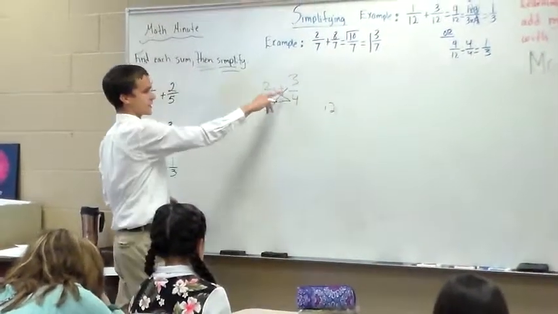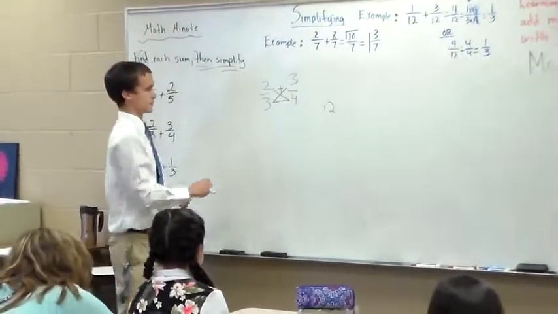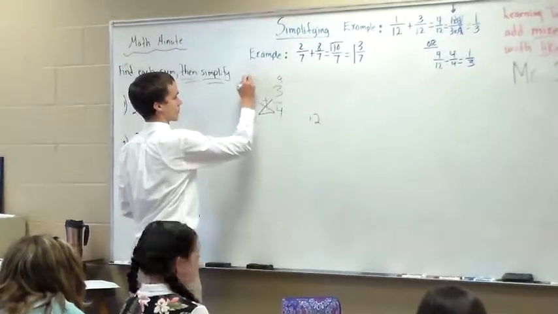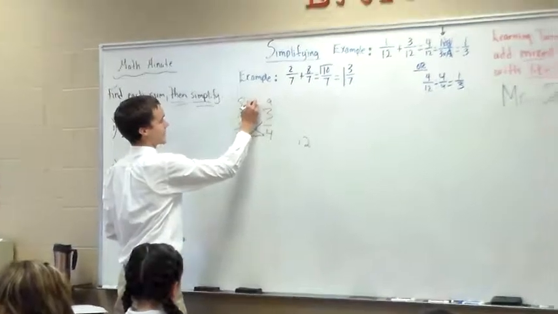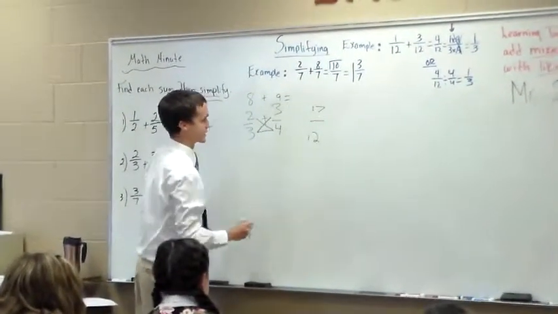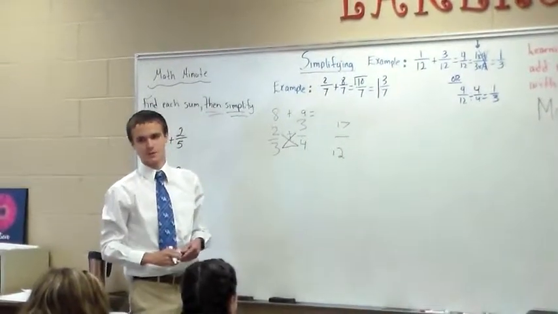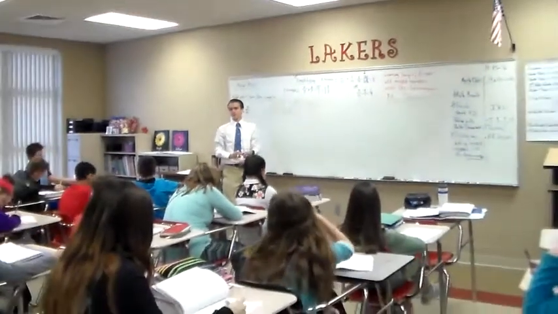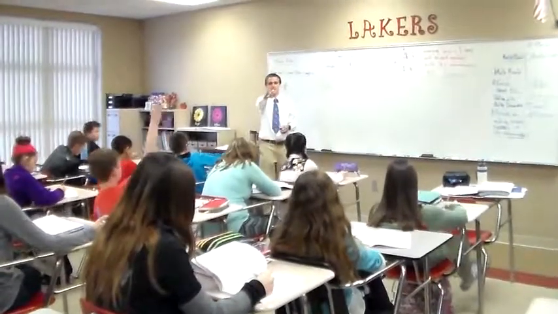And then what do we do for these 2? 3 times 3 is 9. 2 times 4 is 8. You add it together and you get 17. 17/12. Is that your final answer? No. What do we call this? Improper fraction. How do we make it proper?